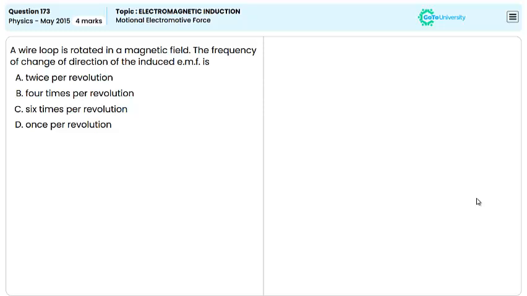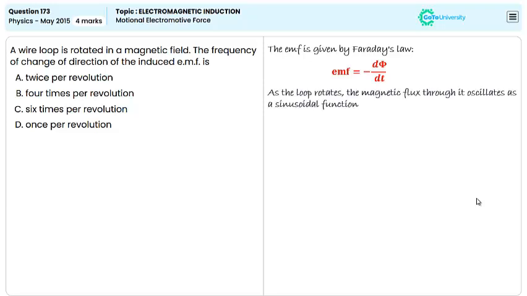So the EMF is given by Faraday's law as minus dΦ/dt, where Φ is the magnetic flux through the loop. As the loop rotates, the magnetic flux through it oscillates as a sinusoidal function, reaching maximum and minimum values as the loop aligns with or becomes perpendicular to the magnetic field.